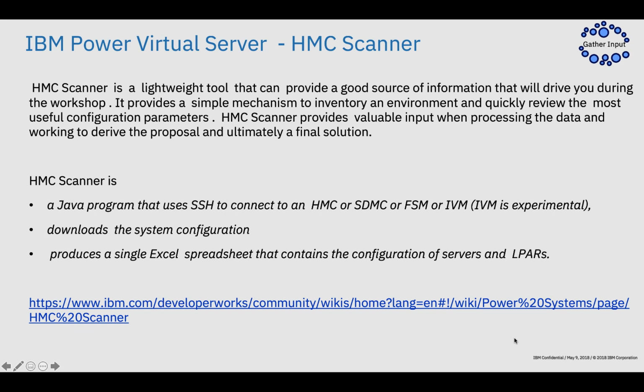In order to plan out the migration from on-prem to the cloud environment, it is important to have an inventory of your current environment. There are 2 ways to accomplish this. The first way is a more automated approach using an HMC scanner that downloads the system config and outputs the data onto an Excel spreadsheet. Information on how to access this tool is provided on this slide.